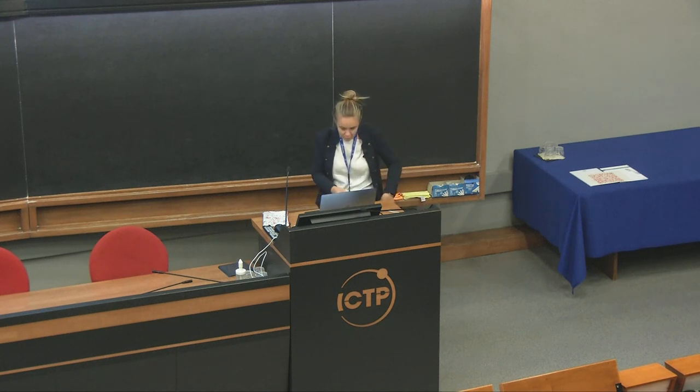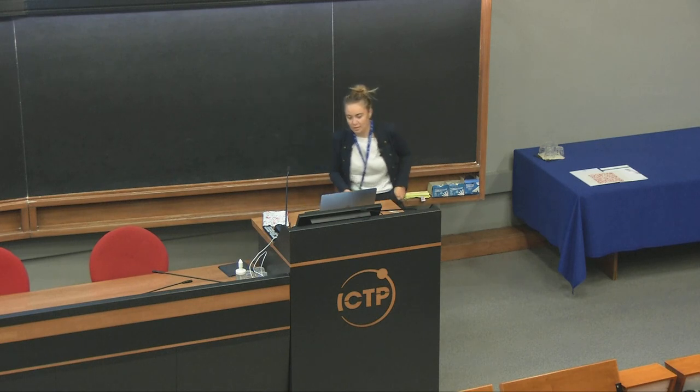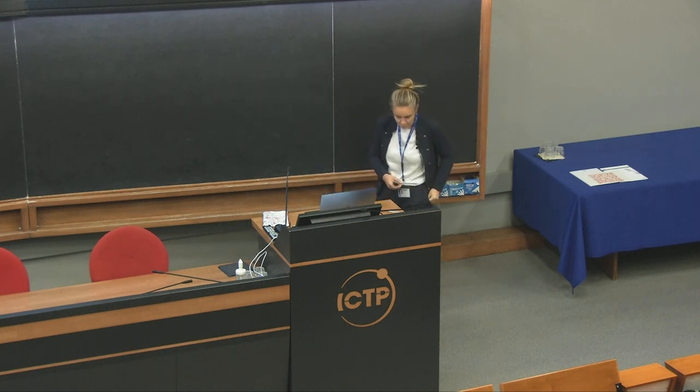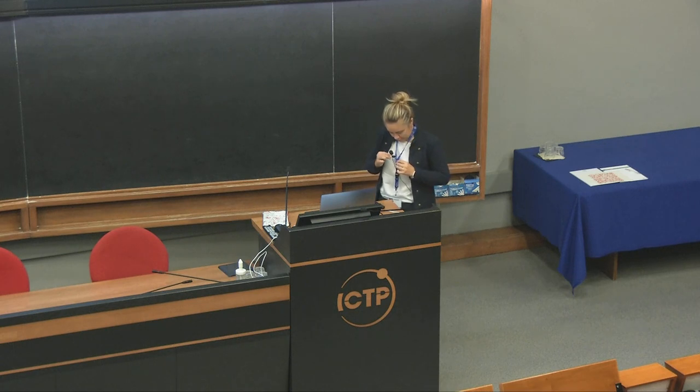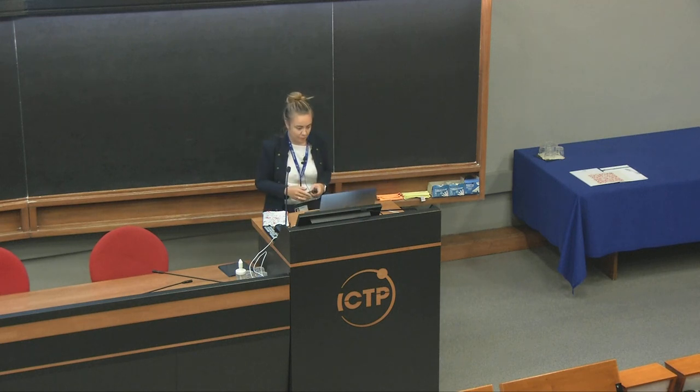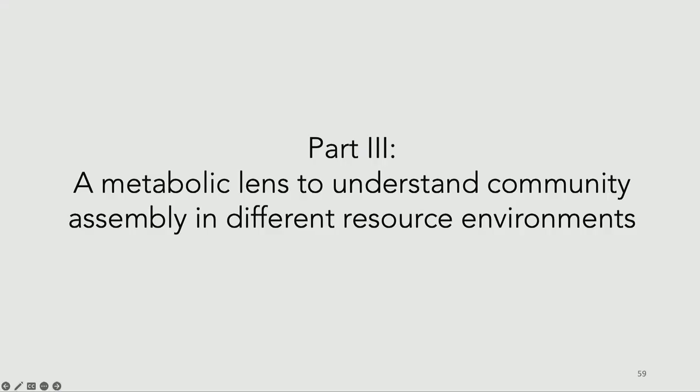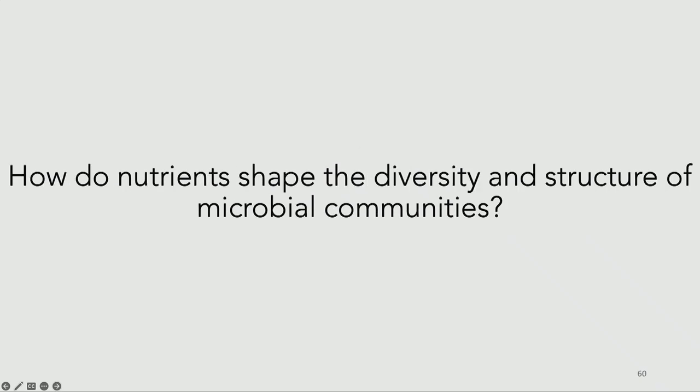So today, the idea is to abandon a bit the framework of fast and slow growers and instead embrace a bit more these ideas about fluxes of carbon, of the central carbon metabolism, or at least ideas around why the central carbon metabolism and actually the direction of the central carbon metabolism might be useful to address this question: how do nutrients shape the diversity and structure of microbial communities?